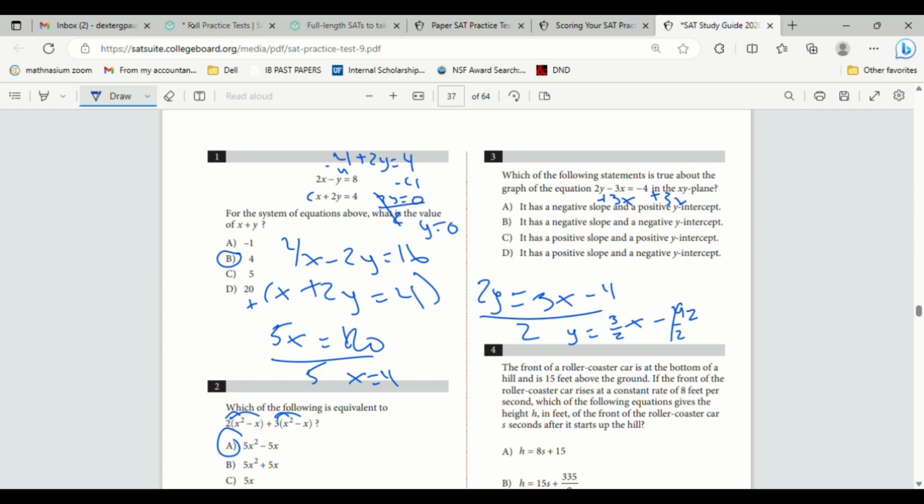And so now I need to start figuring out which one of my choices matches my equation. So I have a positive slope and a negative y-intercept, which aligns with D. So 3 is D.